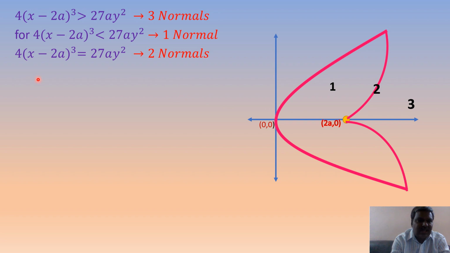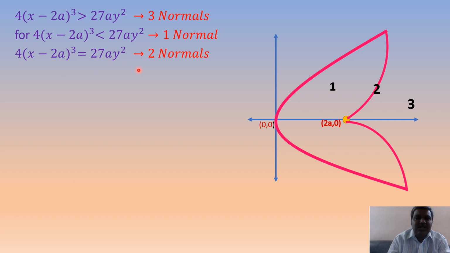On this curve means the condition is like this: 4(x − 2a)³ is equal to 27a². What is x, y? Your taken point. Actually, you may write x1, y1 for a particular point; x, y is any general point. If 4(x − 2a)³ is greater than 27a² and your point x, y satisfies this condition, you can draw 3 normals. For this, 1 normal. For this, only 2 normals. Similarly, 4(x − 2a)³ equal to 27a² is also taken as the locus of the point of intersection of normals in which 2 of them are coincident.